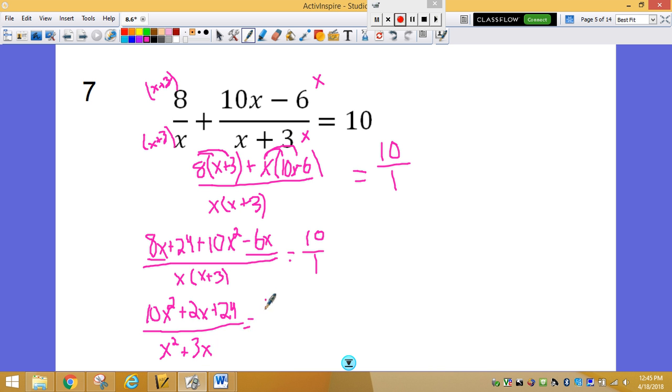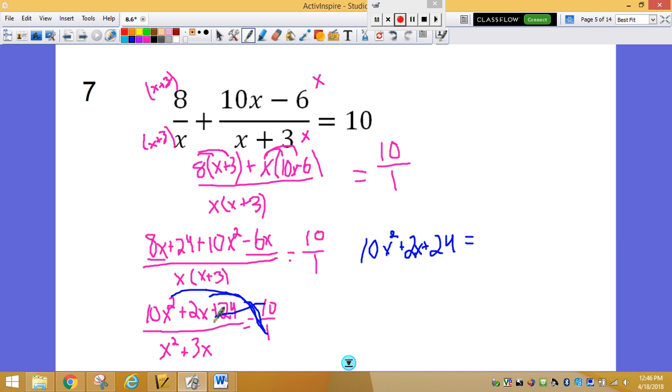And I still have 10 over 1. Ugh, I know it looks gross, but this next step, you're going to see it gets a lot easier. So here, look, I'm going to distribute 1 to all 3 of these. So 1 times 10x squared is still 10x squared. 1 times 2x is still 2x. And 1 times 24 is still 24.